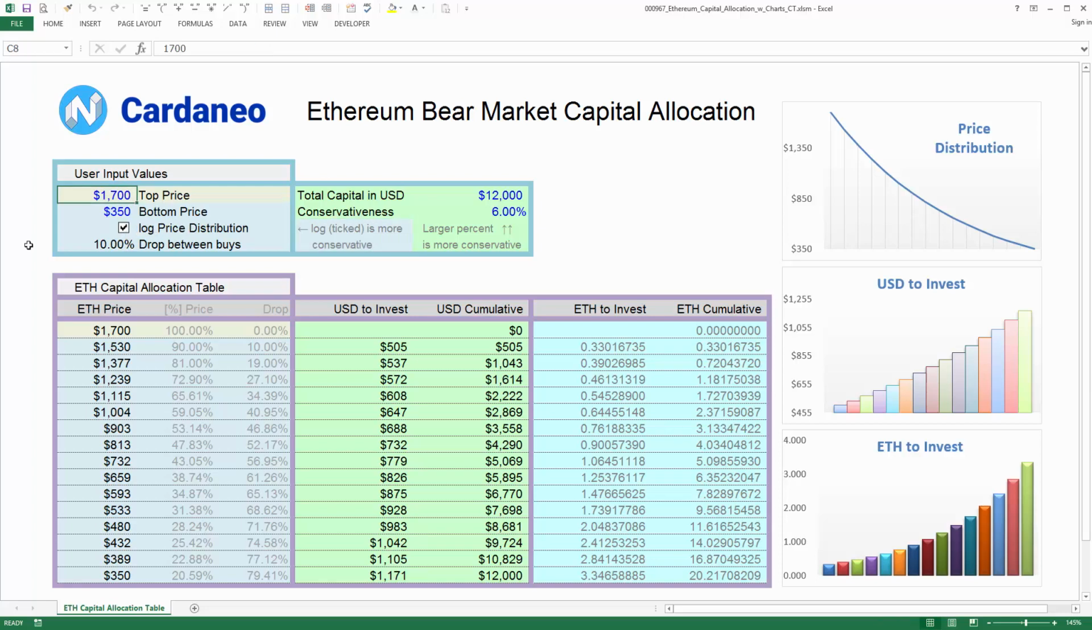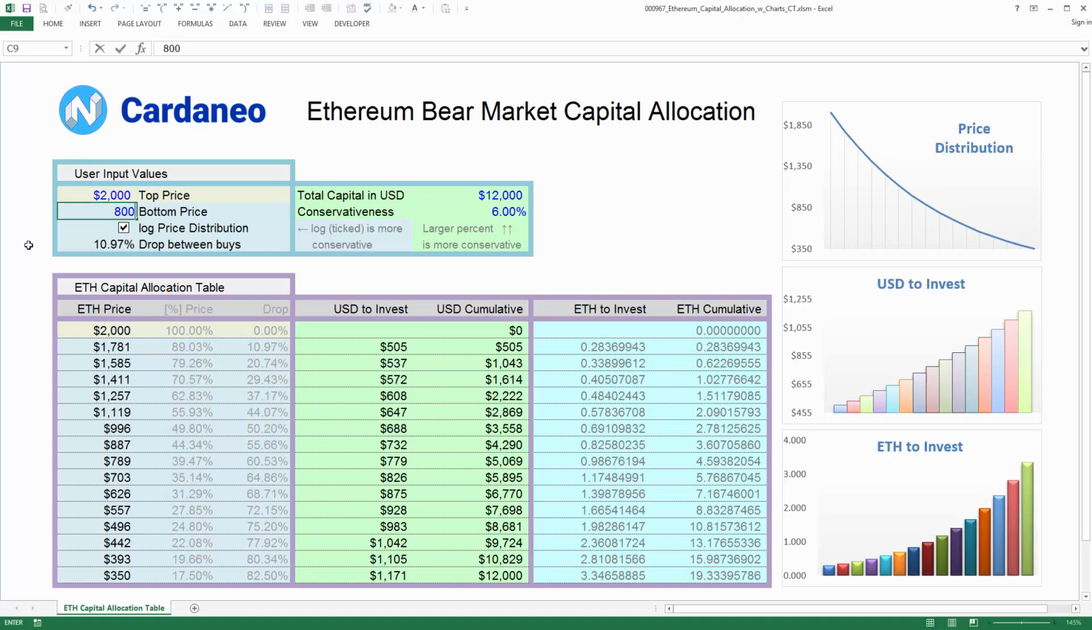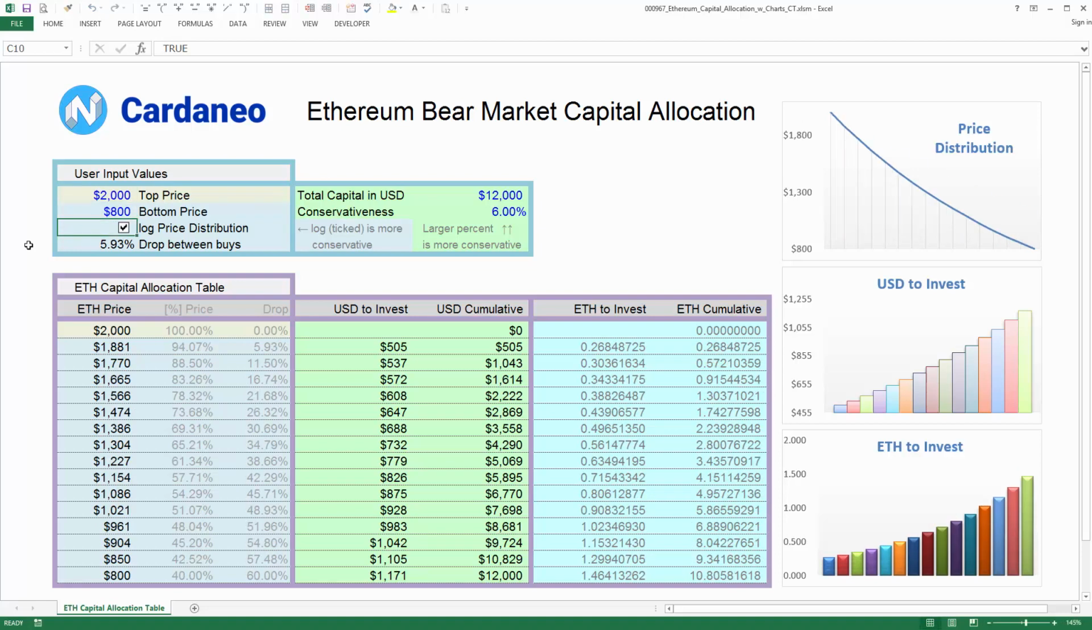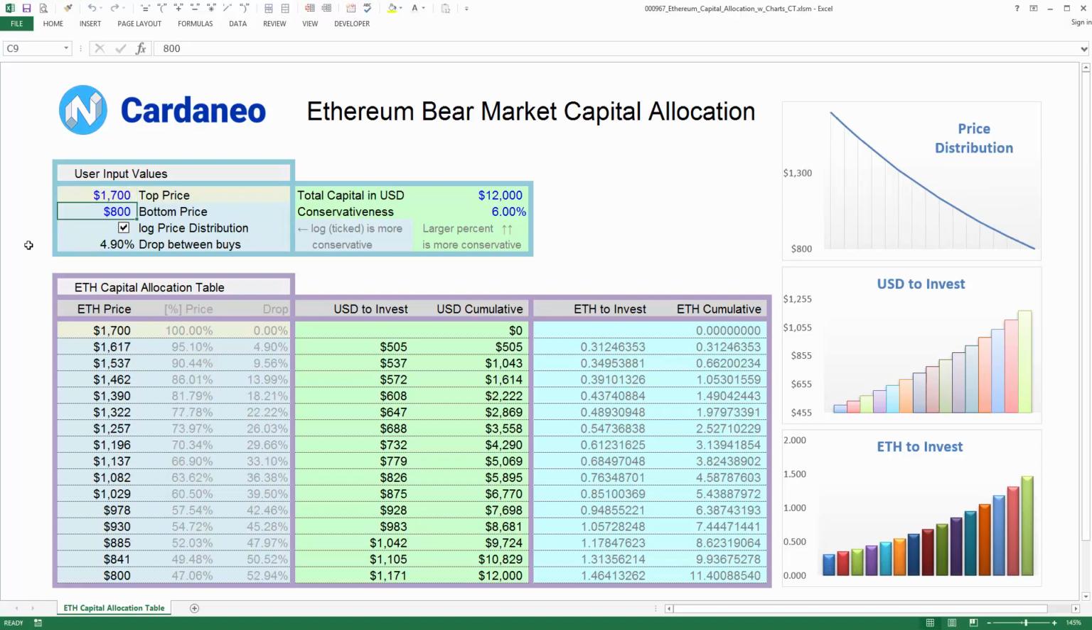If you change top price or bottom price, all the numbers in the table will update accordingly. For example, we can try $2,000 as a top price. We can also try $800 as a bottom price. Now let's keep the default values that I originally set, 1700 and 350.